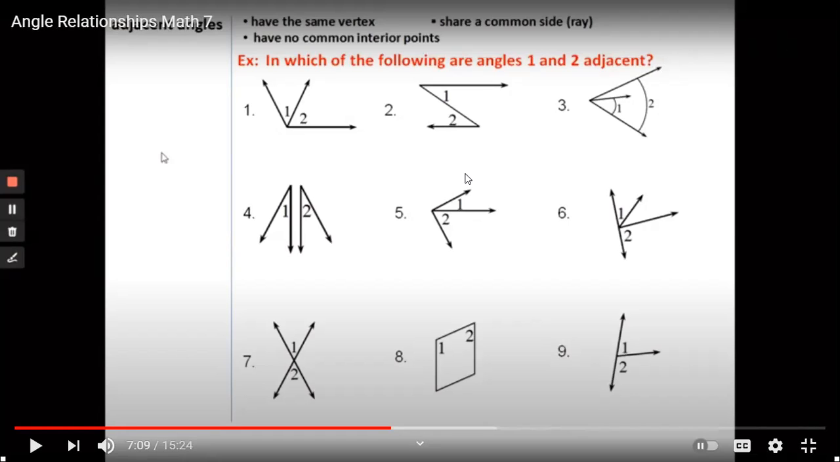Ready, lovely students? Ready? Yes. Okay. Ahmed Saber, where are you? Ahmed Saber. Hello? Ahmed? Yes, miss. Okay, Habibi, tell me, for question number 1, are they adjacent or not? No, it's adjacent. It's adjacent. Very good.